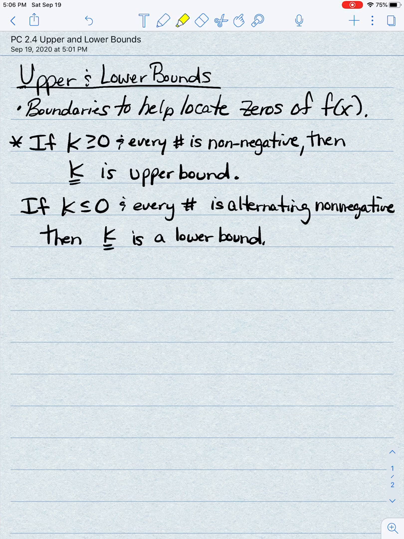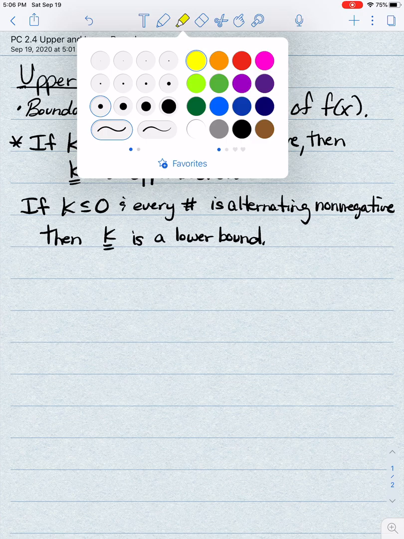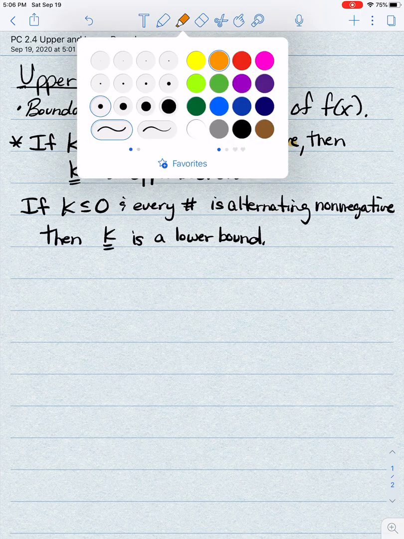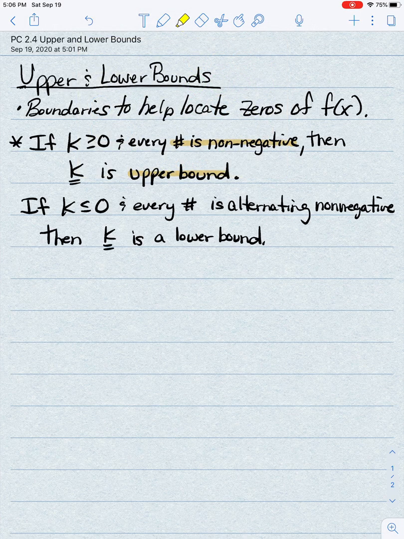All right, so let's mark this up just a little bit. What do we know? If every number is non-negative, upper bound. If our numbers are alternating non-negative, then we'll have a lower bound. Okay, so let's look at an example to see what all this is about.